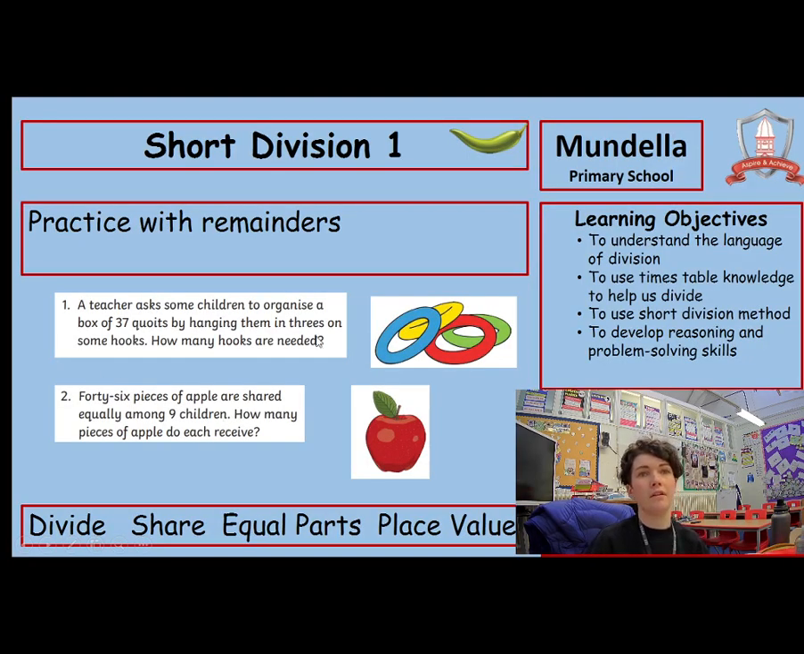So for this example, it might be that actually you're going to have to round your remainder up in order to have more hooks. Depends. So you're going to have to read and understand the question carefully. If you need to draw a picture to help you, then you can do so. But I would really encourage you to highlight the key information. Okay, and certainly you need to be using your bus stop method, the short division method.